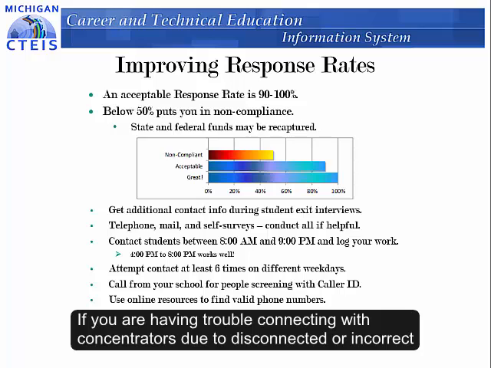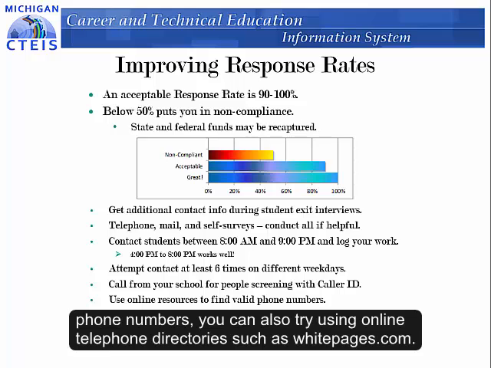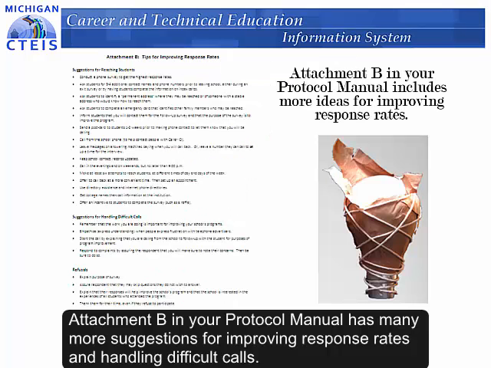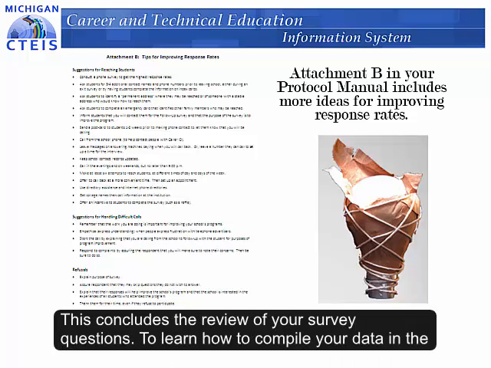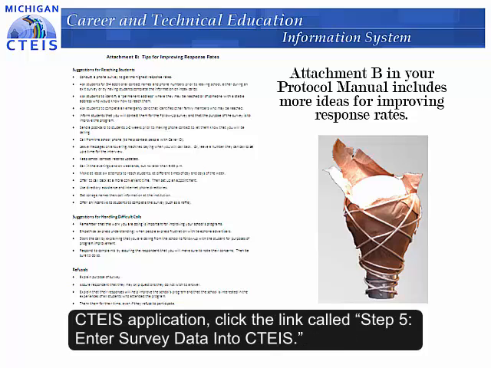If you are having trouble connecting with concentrators due to disconnected or incorrect phone numbers, you can also try using online telephone directories such as whitepages.com. Attachment B in your protocol manual has many more suggestions for improving response rates and handling difficult calls. This concludes the review of your survey questions. To learn how to compile your data in the CTEIS application, click the link called Step 5, Enter Survey Data into CTEIS.